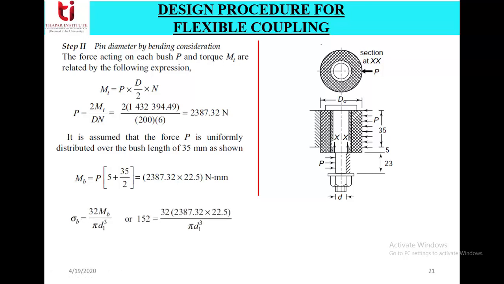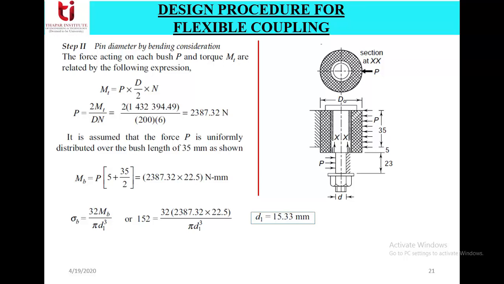Once you get the bending moment, you can apply the bending moment equation. Sigma b is equal to 32 Mb by pi d1 cube. The only unknown here will be d1, because Mb we have already evaluated. Sigma b is also given as 152 newton per mm square. Since it is consistent with units, we need not change the units. So the only unknown is diameter, and d1 comes out to be 15.33 millimeter.